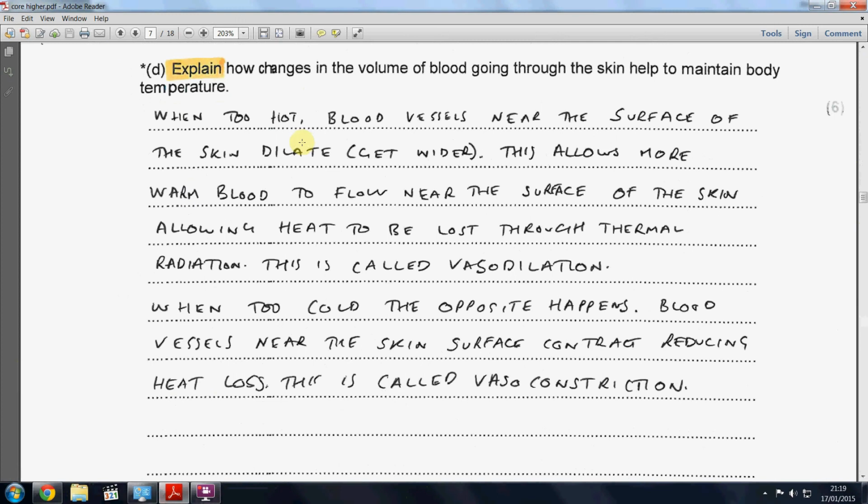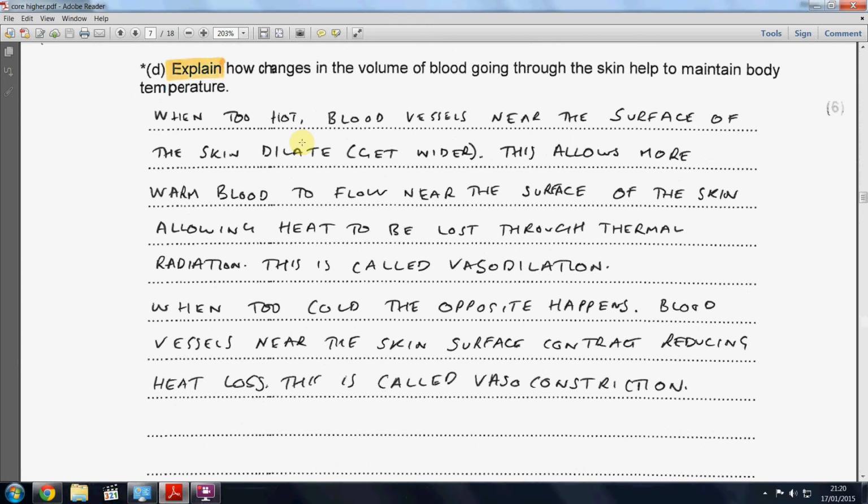So here we go. I have said that when too hot, blood vessels near the surface of the skin dilate, get wider in other words. This allows more warm blood to flow near the surface of the skin, which allows heat to be lost through thermal radiation. So that means the skin gives that heat as an electromagnetic wave. Don't need to worry about that too much for this question, but that's what it is. And I've said that that process is called vasodilation. Up to this point here, I can have 4 marks out of 6 for this because I've explained one of the 2 methods. I've named it specifically as vasodilation, and I've included a thorough description of how it takes place.